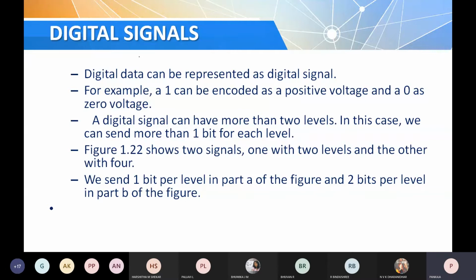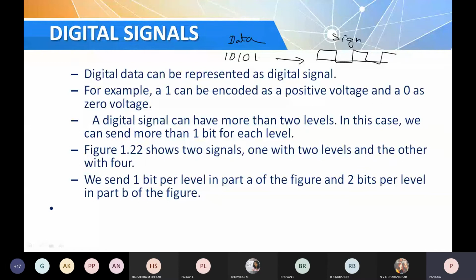Digital data can be represented as a digital signal. So digital data, whatever is there at the physical layer, is represented as a signal, for example 0 1 0 1 something like this. Now it has to be converted into a signal. There are different ways; I'll be showing just one method. So 1 0 1 0 1. This is my digital data, and this is my signal.